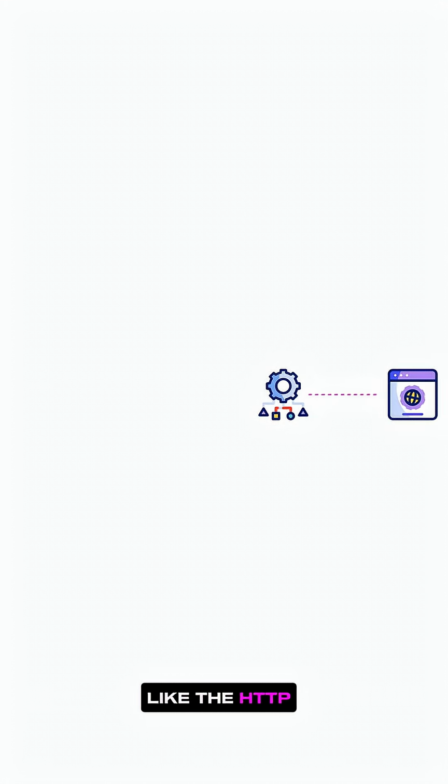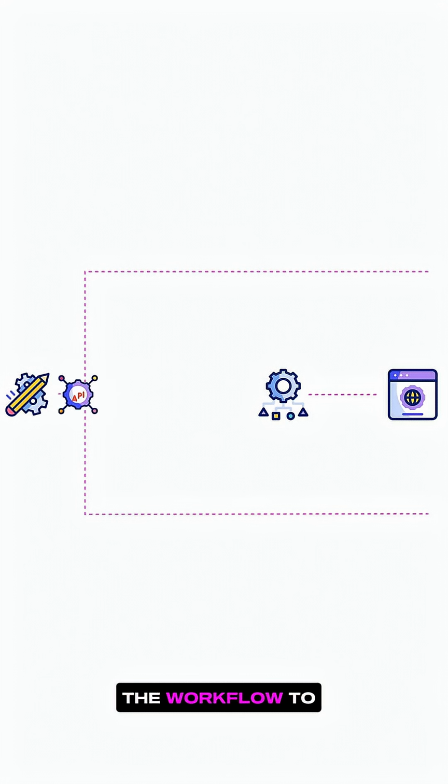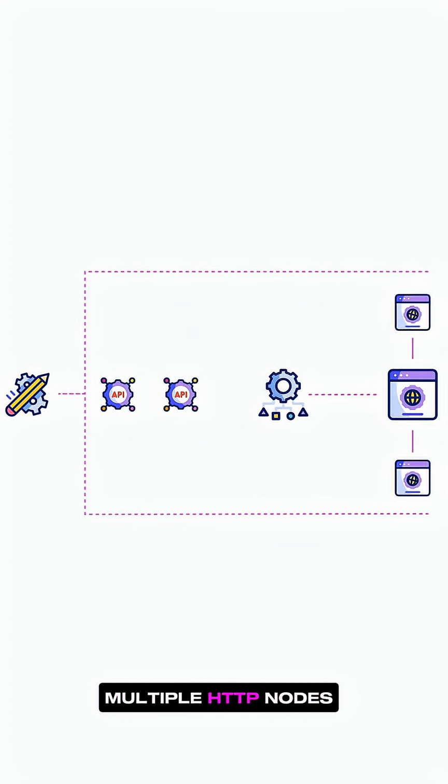And for any other services that use things like the HTTP node, it is a good idea to leave an edit node at the beginning of the workflow to grab those API keys from. That way, if you have multiple HTTP nodes in the workflow calling the same service, all you have to do is change one API key and it works for all of them.